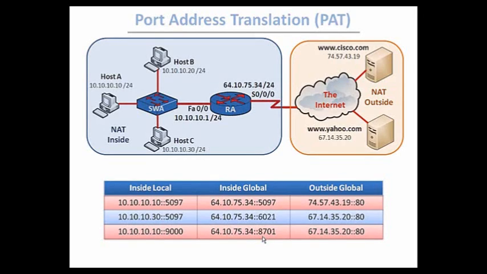And I'm sure you already picked this up, but the source address on the inside local and the source address on the inside global do not have to match. As a matter of fact, we don't really care if they match or not, as long as the router keeps a table where it says that if a packet with an IP address 64.10.75.34 and a port number 6021 comes in, it has to translate it into 10.10.10.30 with a source port number 5097. We really don't care if those ports match or not.